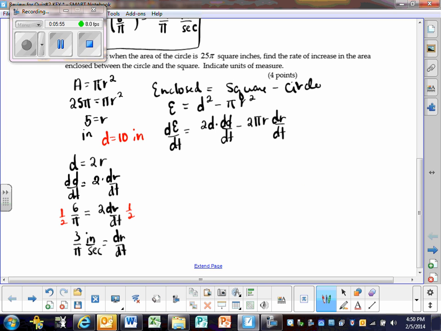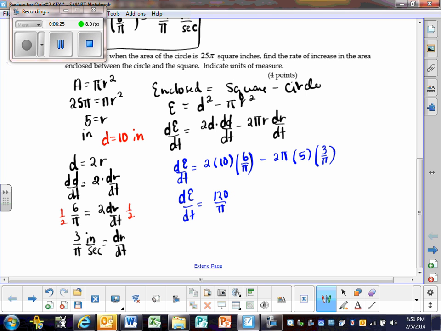To finish out the problem, the change in enclosed space with respect to time is 2 times the diameter, 10, times the change in diameter, which is 6 over pi, minus 2 pi times the r, which is 5, times the change in r, which is 3 over pi. So the derivative of the enclosed area with respect to time is 120 over pi minus 30, without the pi's because those actually cancel.